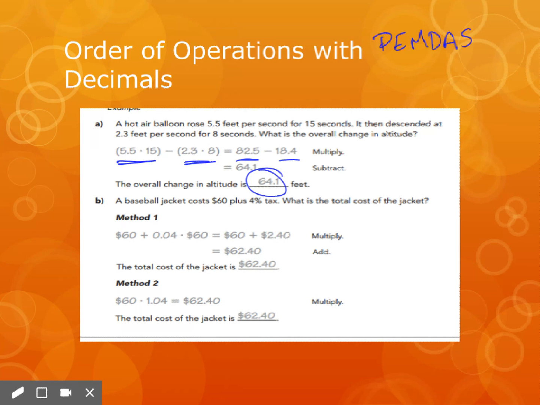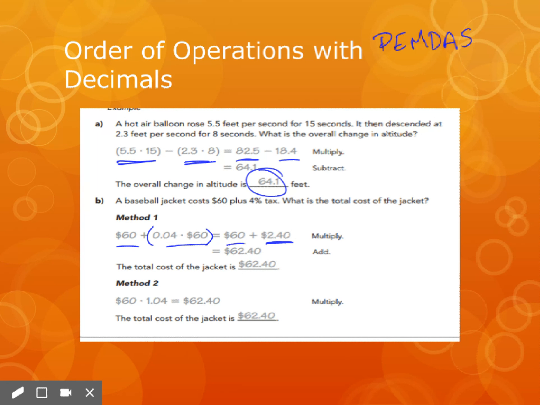So in letter B here, they're asking how much you would pay for something given a sales tax. So a baseball jacket costs $60 plus 4% sales tax. There's actually 2 ways to do this problem. First, you would be multiplying 60 times the 0.04 to see what the actual sales tax is. And then you just go back and add on the original cost of $60. So of course you would do this multiplication first, even if it's not in parentheses, because you always do multiplication before addition. So that's where the $2.40 came from.